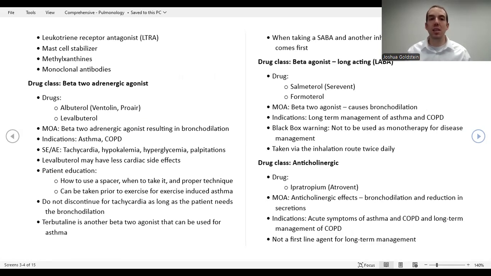In almost every textbook, you can see it called a SABA. So what are the SABAs? Albuterol and levoalbuterol. We're much more familiar with albuterol. That's what most people carry around with their little inhalers. Ventolin or ProAir are the brand names, and those are pretty ubiquitous.